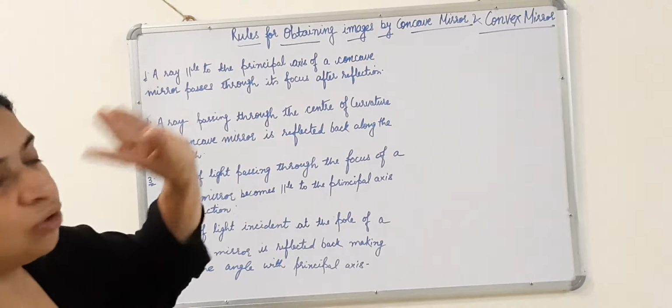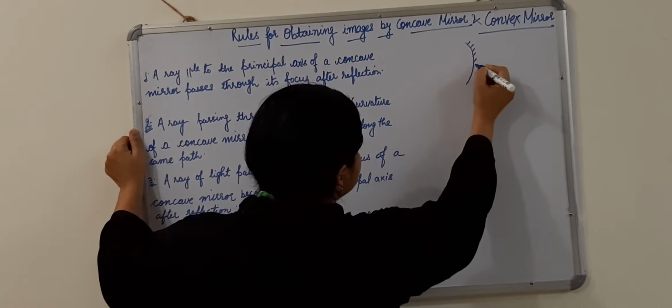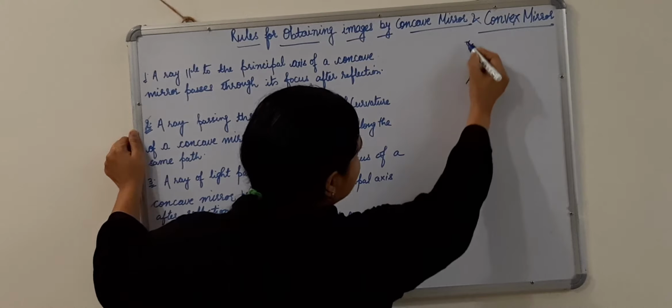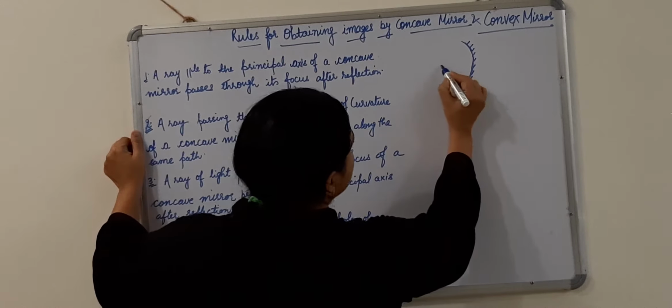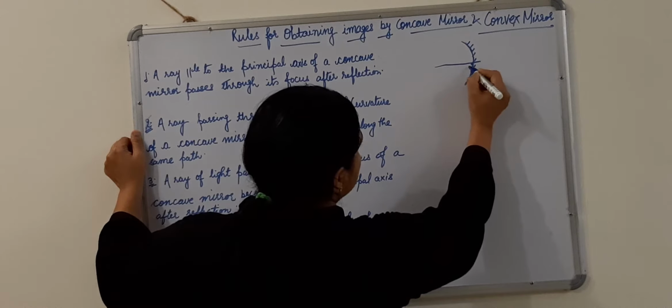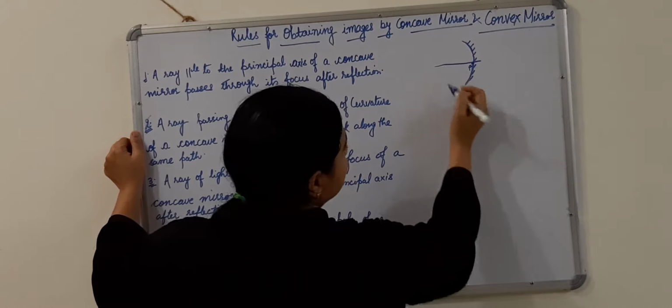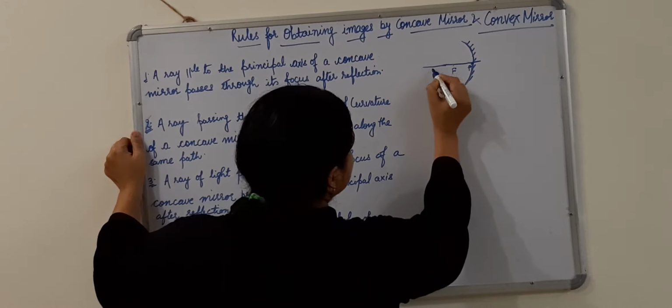So let's start our first rule, concave mirror. See, this mirror, this is the polished surface, this reflecting surface is curved inward, so that is why it is called a concave mirror. Different things related to the concave mirror: this is the pole, the center of the mirror. Then this is called the focus. This is called the center of curvature.